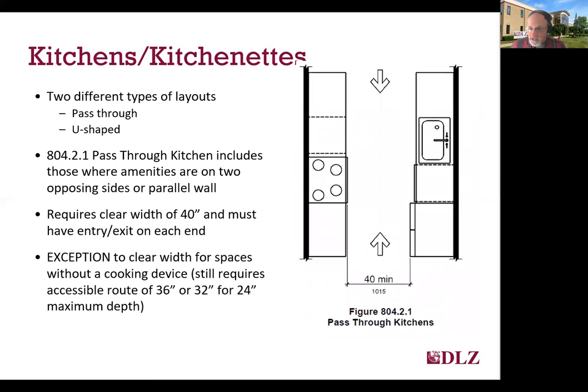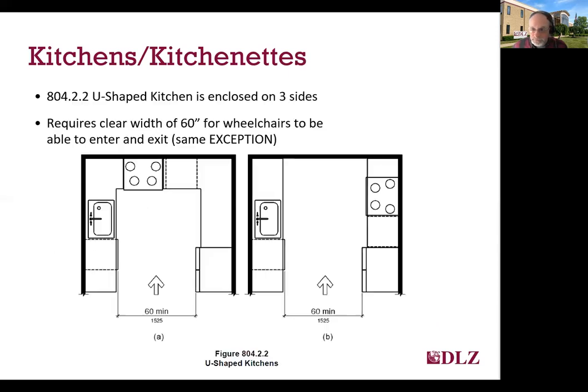So let's talk about kitchen layouts real quickly. There are two types of kitchen layouts, one being pass-through or U-shaped. You see here graphically a pass-through kitchen, which has amenities on opposing parallel walls. It requires a minimum clear space of 40 inches between the two sides and must have both an entry and an exit at the ends. The standards do have an exception to this 40 inches, as well as the U-shaped kitchen 60-inch requirement, if there's not a cooking device, but this is certainly somewhere that you might want to consider exceeding the requirements because a wheelchair user would never be able to get through if it was less.